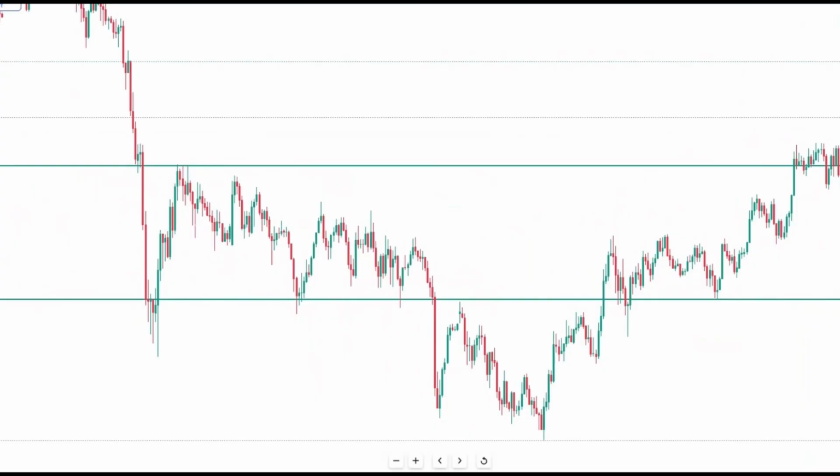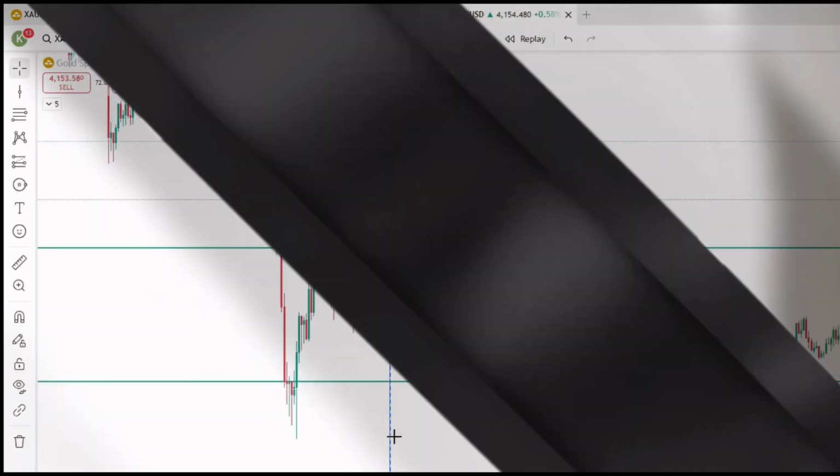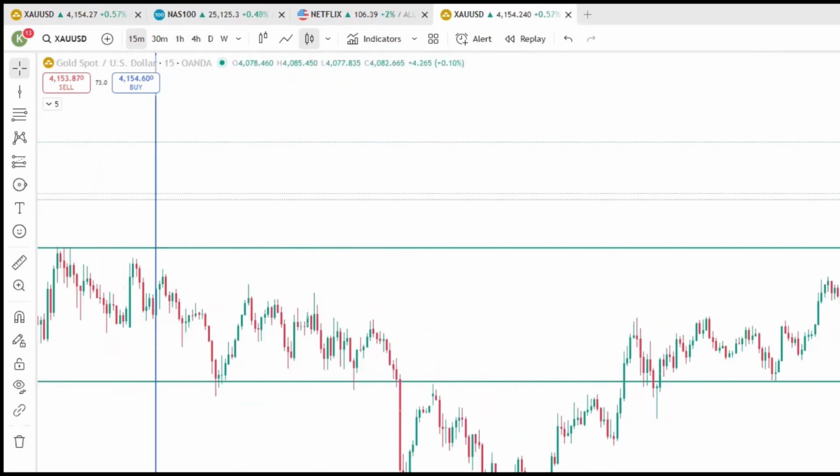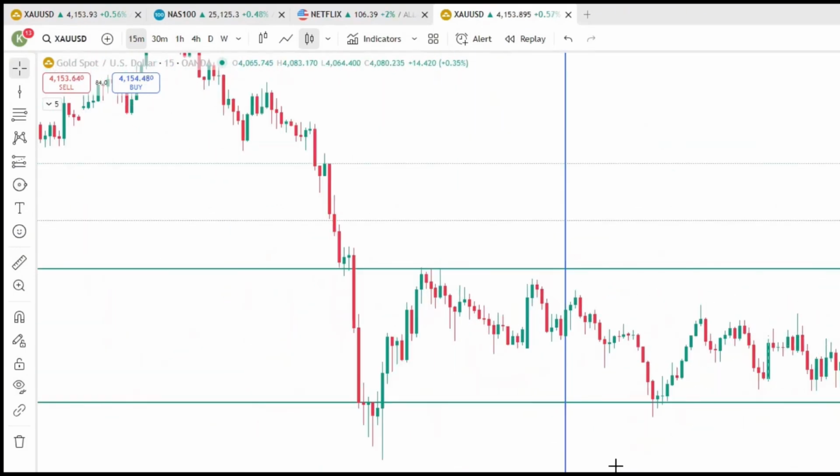Let's take our vertical line and we're going to mark this 8 p.m. candle. It's right there. Now you can execute this on the 15-minute. As you can see, I'm literally on the 15-minute. You can mark this on your 15. And if you want to go 5-minute and do your entries there, that's fine.